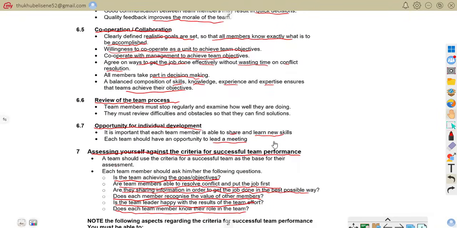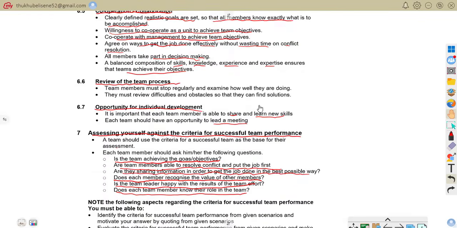So this is the end of chapter 14, term 4, Business Studies Grade 10. Make sure that you go through it and understand it, as it is going to be asked in our final examination for term 4.